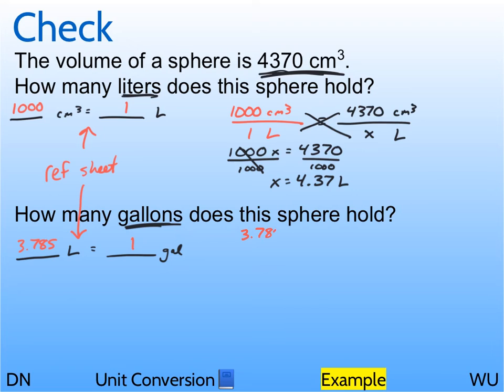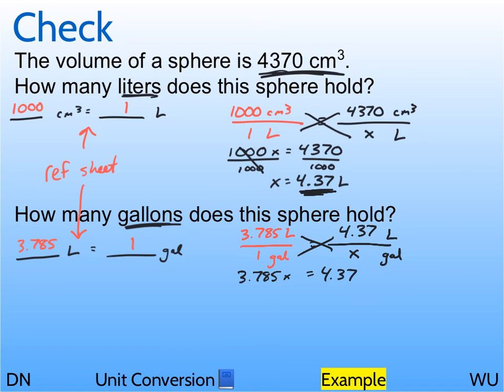We're going to start with 3.785 liters over 1 gallon. And now we're going to plug in the information we know. So on top we're going to have liters, on bottom we're going to have gallons. We're looking for gallons, so that's x. And the liters, we have 4.37 liters. So for this, we're going to cross multiply again. We get 3.785x equals 4.37. Solve for x, divide by 3.785, and you get x equals, calculator, and we'll call it about 1.15 gallons, rounding it off to the nearest hundredth.